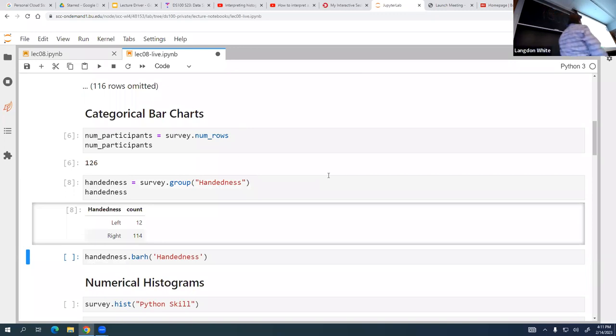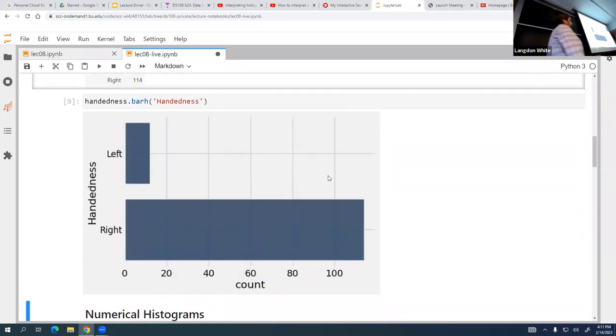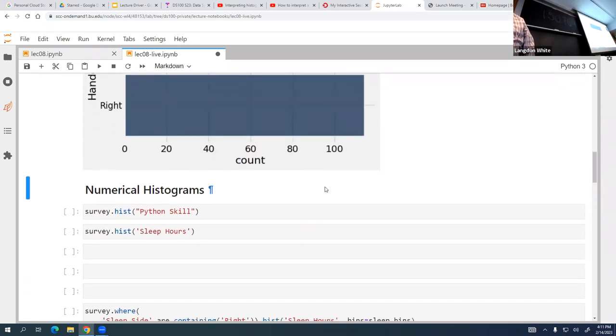Okay, and so you can see it's kind of a handy little function, right? It just finds all the unique types of handedness, so left and right, and then a count of how many entries there were of each. And because it's categorical, we can now easily make a bar chart out of that. Again, I'm using barh to make it sideways. That can show us the relationship between the two. There's obviously a lot more right-handed people, at least in the survey set, than there are left-handed people.